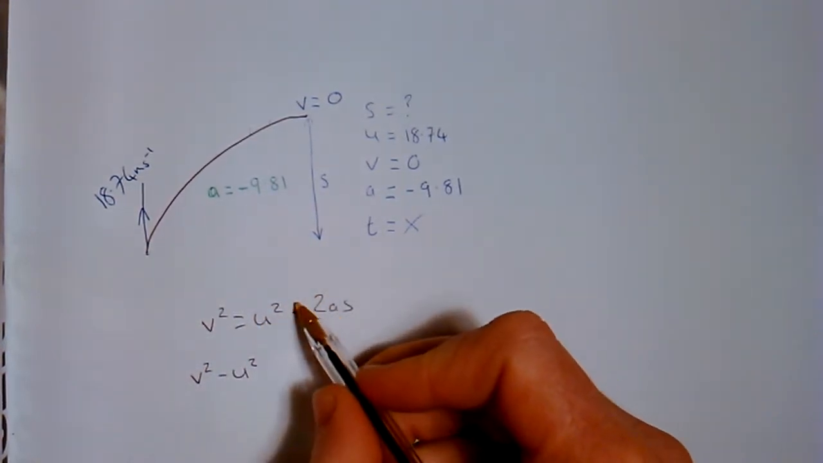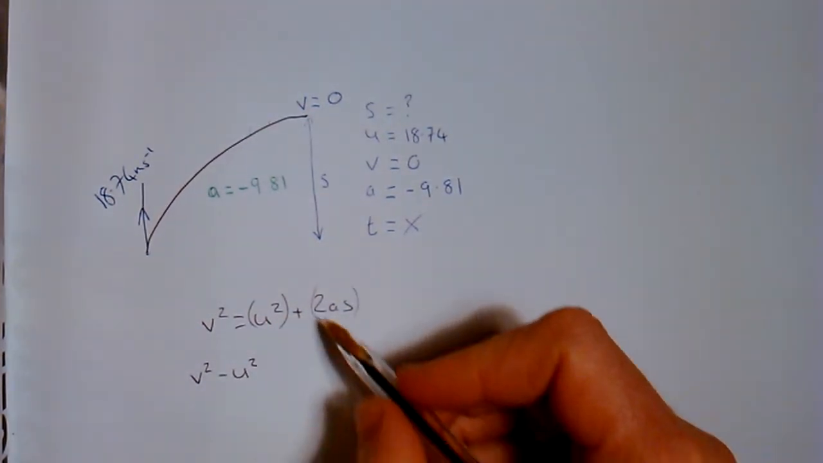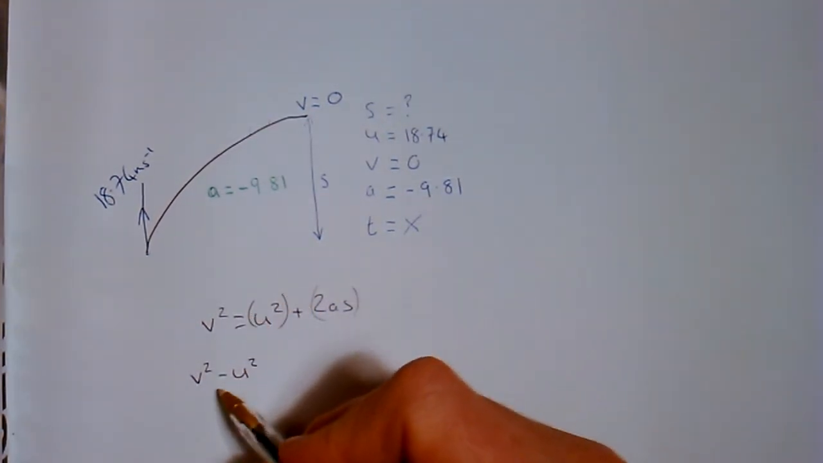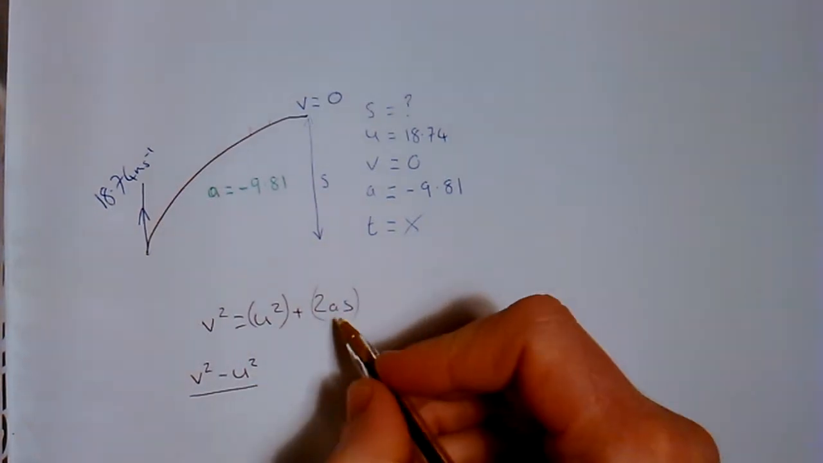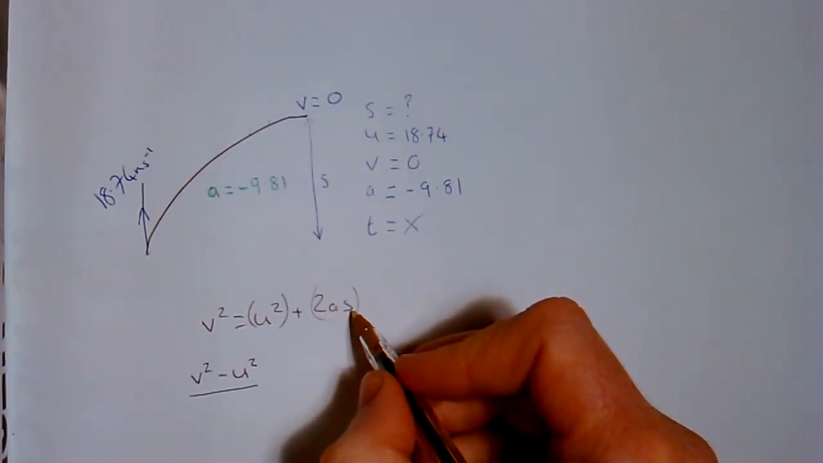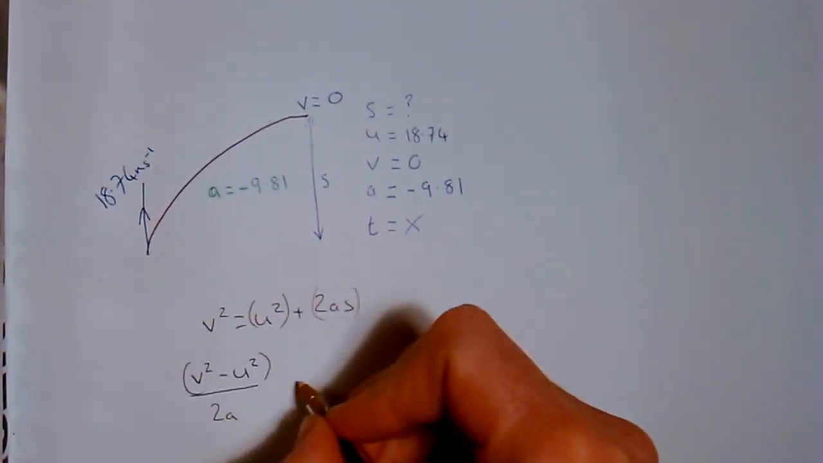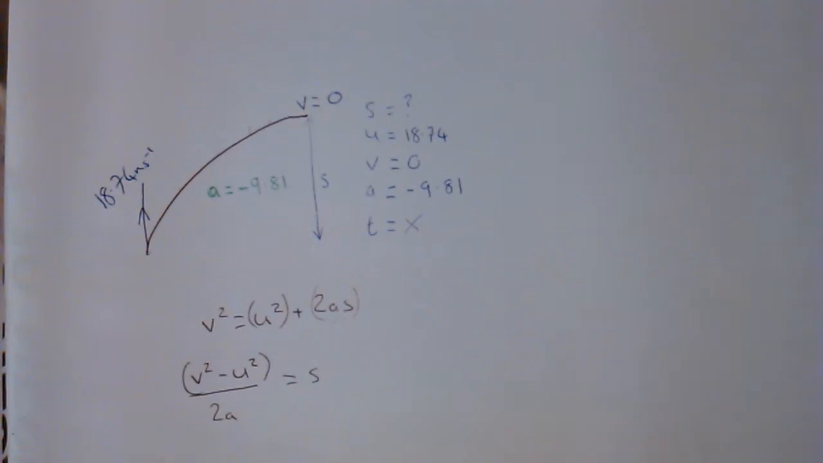Okay, I've got two sections here. I've got that section and that section. So first of all, get rid of this section by minusing u squared. And then I can divide by what I don't need over here, which is 2a, because I want s on its own. So v squared minus u squared over 2a equals s. So that's my equation I'm going to use. Now I can put in my numbers.